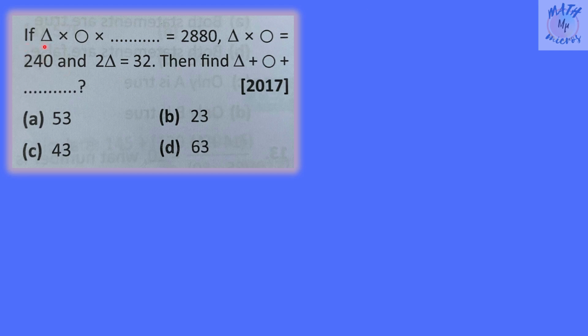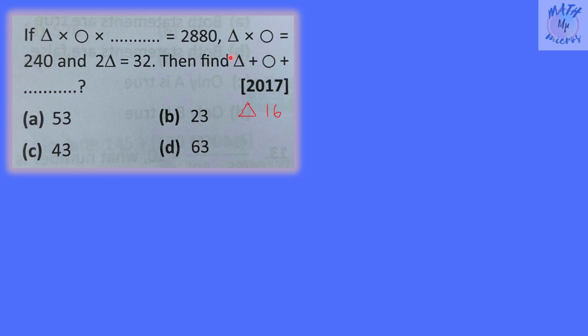Alright, let's read the question. They have given triangle times a circle times an unknown number is equal to 2880. And there is one more expression that says triangle times a circle is equal to 240. And 2 times triangle is equal to 32. So from this we can easily find the triangle, which is 32 divided by 2, which is 16. Already I have represented this: triangle is equal to 16.